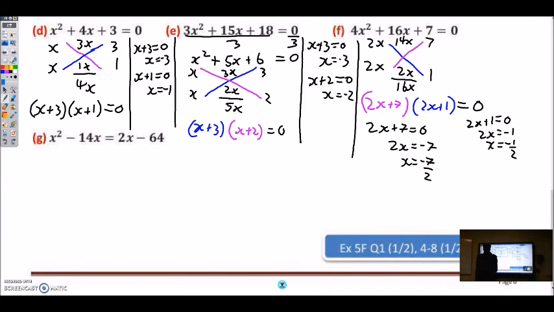Our final example, we have x squared minus 14x equals 2x minus 64. I'm going to handle that in another video as this one's running on to 13 minutes already.